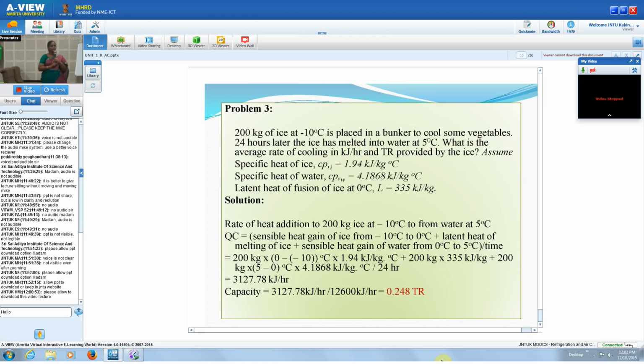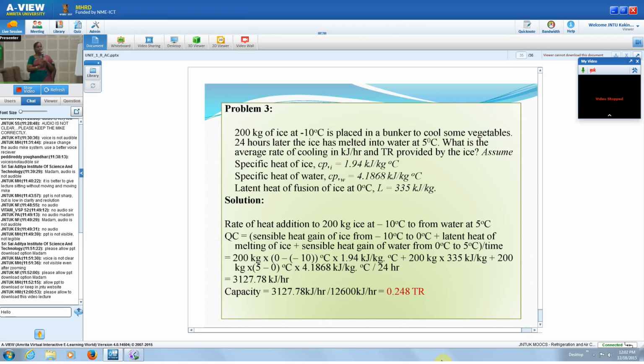So what is the refrigerating effect required? You first have to find out the rate of heat addition to 200 kg of ice at minus 10 degrees centigrade to water. So first assume that the water is taken at 5 degrees centigrade and that is to be converted into ice at minus 10 degrees centigrade. So same as the previous one, here also m Cp delta T plus m into L.